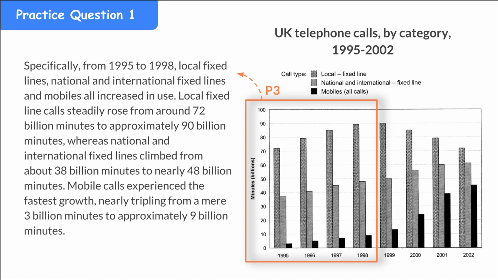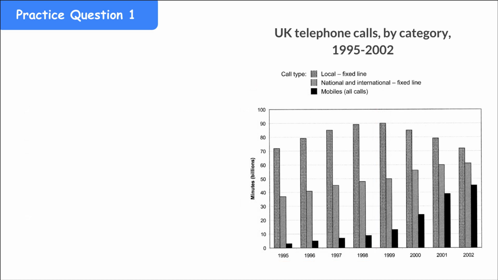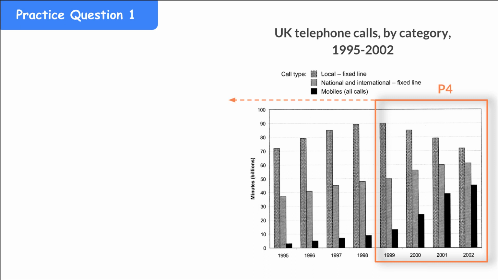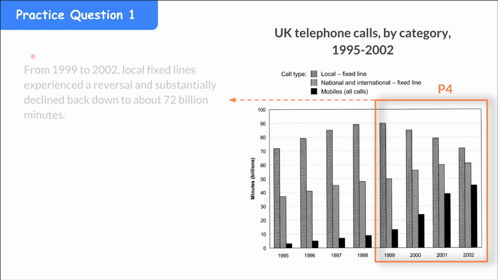Now let's move on to writing the fourth paragraph. So for the fourth paragraph, we're going to look at the second half of our bar graph. So we're going to look at the years 1999 to 2002. So let's start with the first sentence of our fourth paragraph. From 1999 to 2002, local fixed lines experienced a reversal and substantially declined back down to about 72 billion minutes.